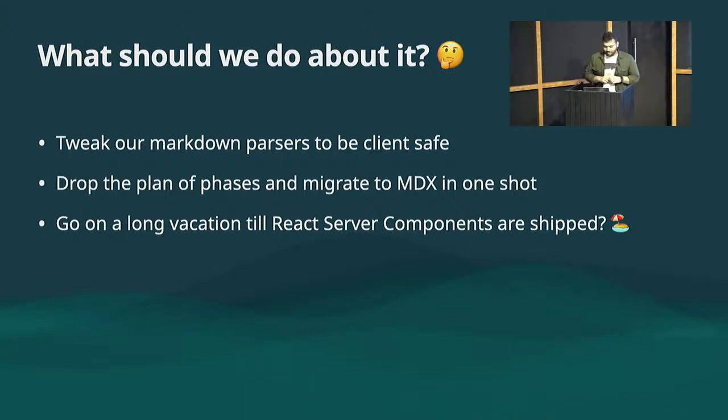So we're thinking, what should we do? Should we tweak our parsers so that it's client side only, and we probably move to an SSR or a CSR based system, or even an SSG system would work in that case? Should we just drop this phase? Should we just move on to phase 2? Because phase 2 has MDX, and MDX can easily help us with this. We'll go into detail why. Or just go on a long vacation till React server components are shipped. And again, I'm very grateful because I don't have to explain React server components.